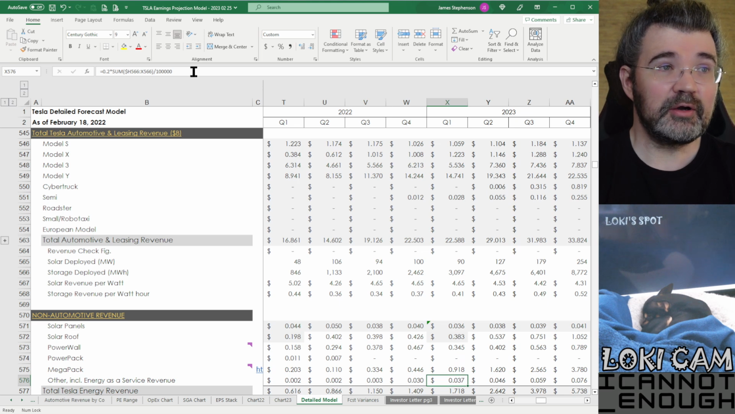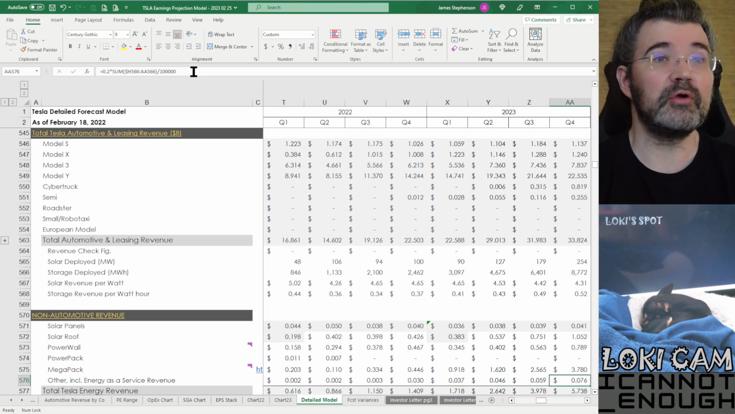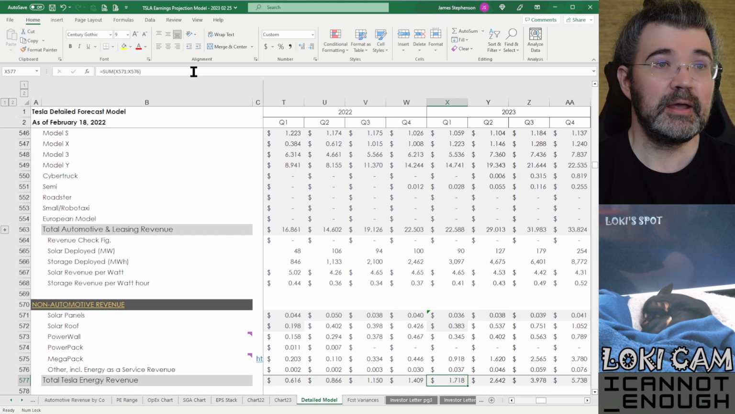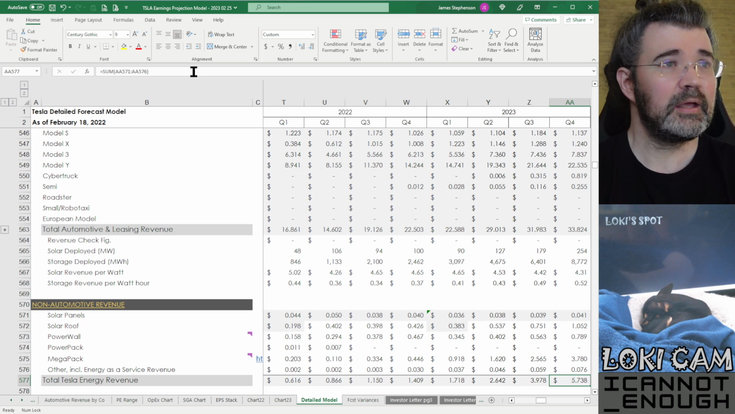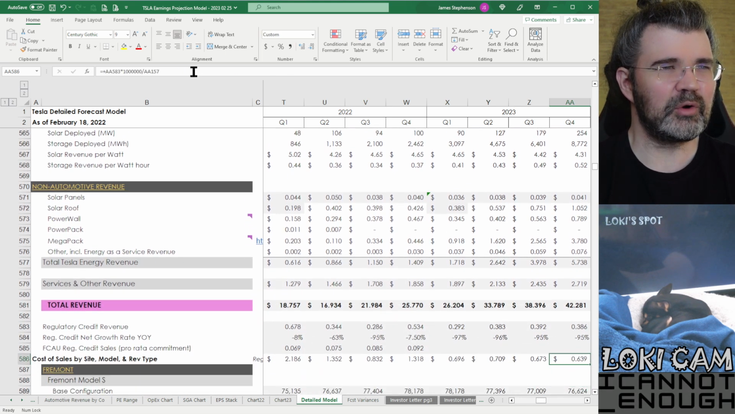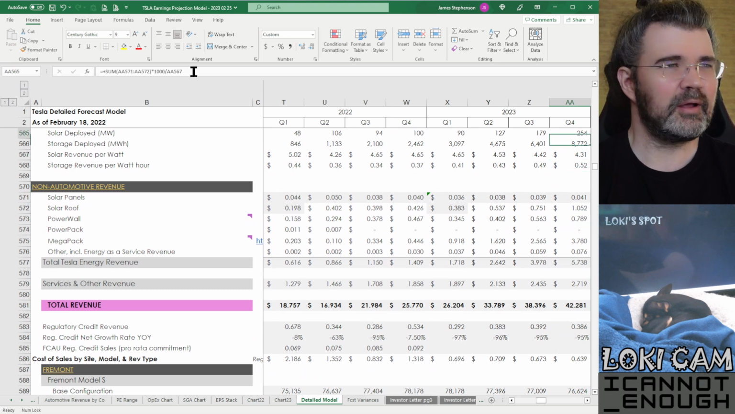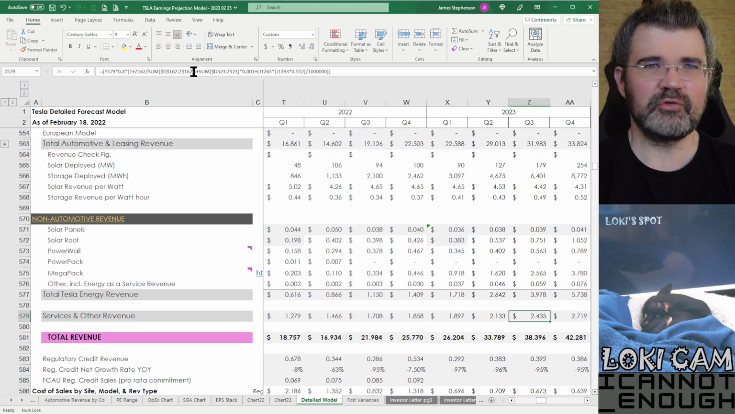And then there's other, including energy as a service revenue. That ought to grow over time, so I've got a growth rate in here for that, leading to more total Tesla energy revenue as time goes by. And I think that's the end of the revenue section. We're almost there. I'll stop before I get to the cost of sales section by talking about services and other.